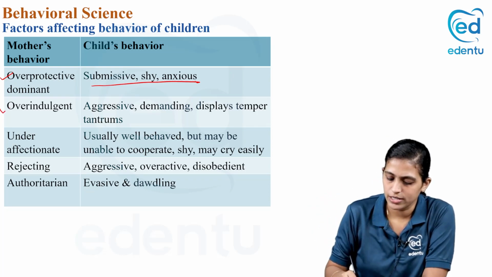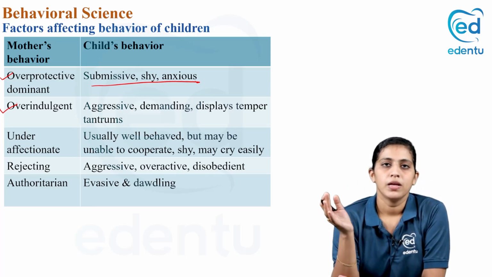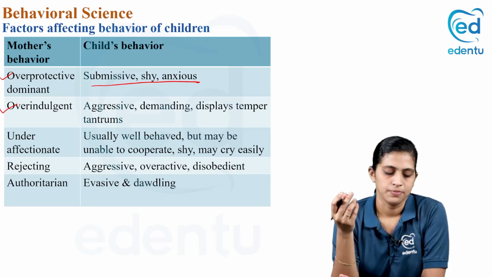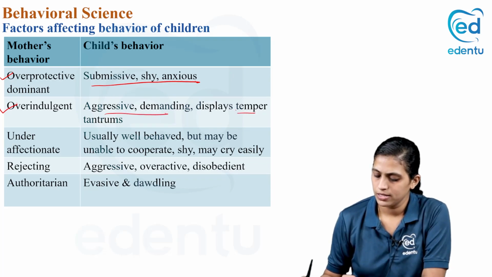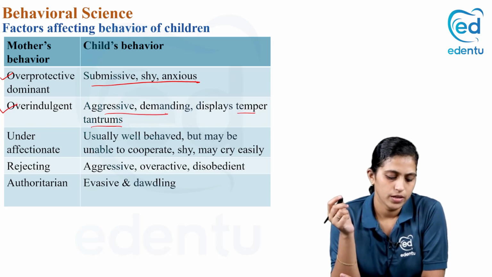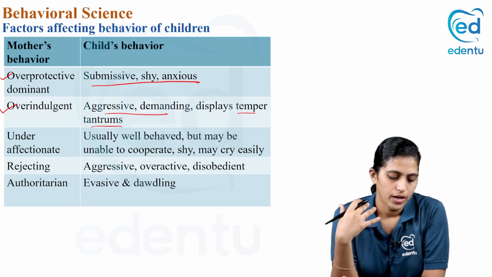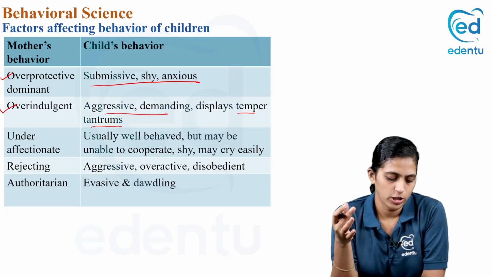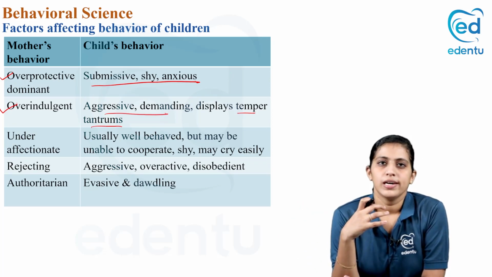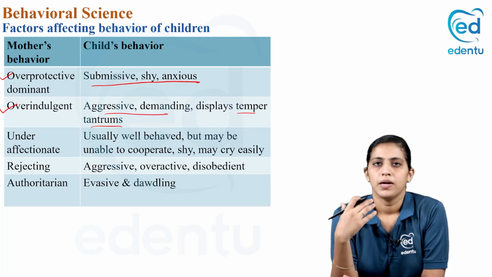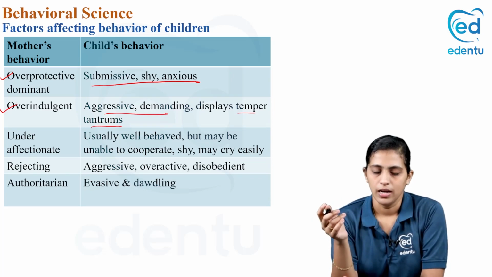Next is the overindulgent mother. This is also a type of exaggeration of love, where the mother gets too much involved in the child's things. Here the child is seen as aggressive, demanding, and displays temper tantrums. The child expects constant attention, and is more like a stubborn or spoiled child. The child tries to dominate the dentist. However, the child may be well behaved and well adjusted, but a good rapport most probably cannot be established between the child and the dentist. That's a very tough task.